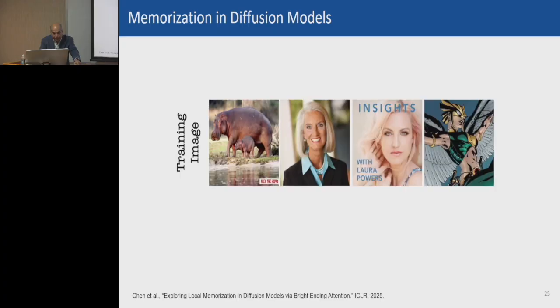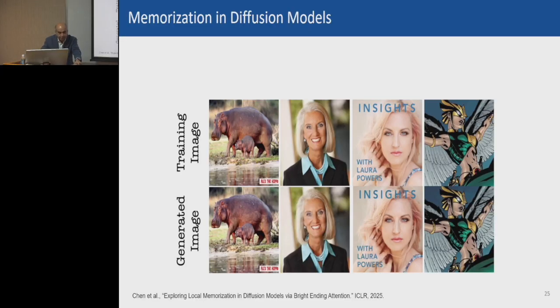So now this is the example here. These are the trending images, and these are actually generated images, right? Exact copy. So that's a problem.